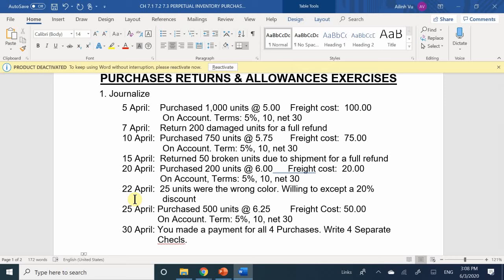Okay. So what happened here? On the 22nd of April, the purchase that we received on the 20th of April, we found out that 25 of them were the wrong color. Oh no. And they're telling us, well, you could still sell it. Then they're offering us a 20% discount and we accept it. So how are we going to record this time?